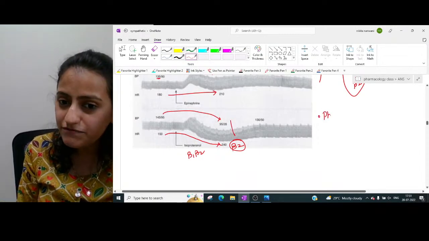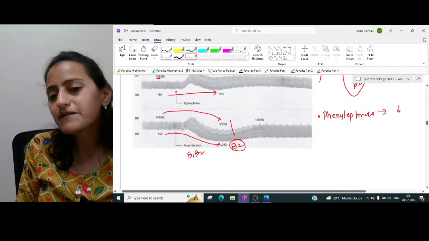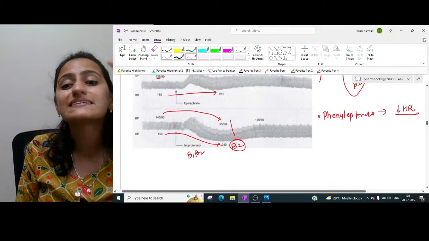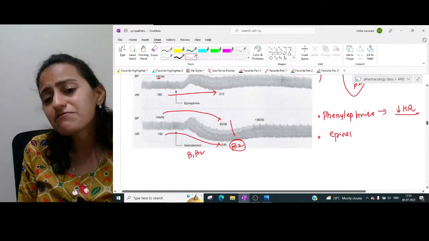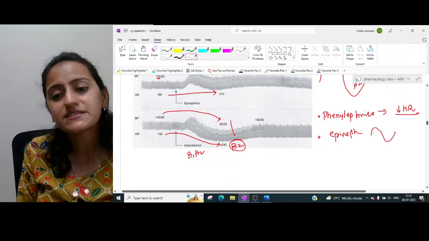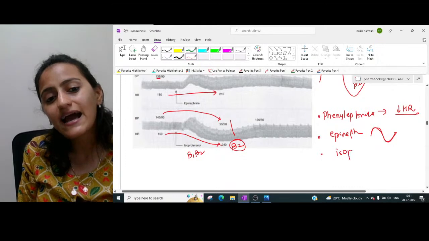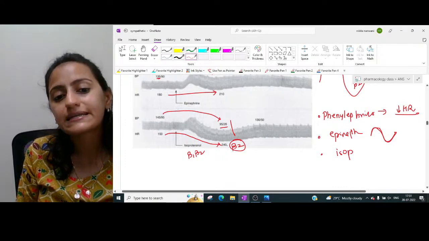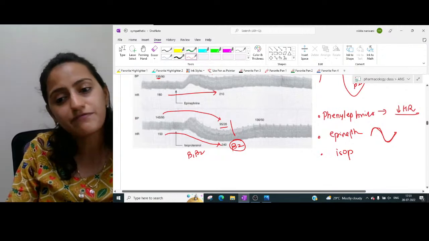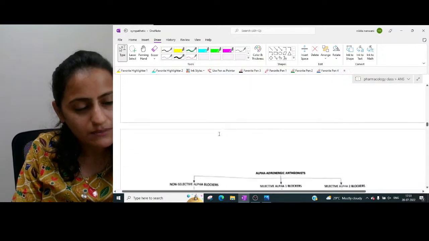So if you have to differentiate phenylephrine from the rest of the two, remember, phenylephrine will cause a decrease in heart rate because it's a vasoconstrictor. Epinephrine will increase, it has a biphasic response. It increases the blood pressure, then decreases the blood pressure. And isoproterenol decreases the blood pressure significantly and the heart rate increases significantly. Very, very important.